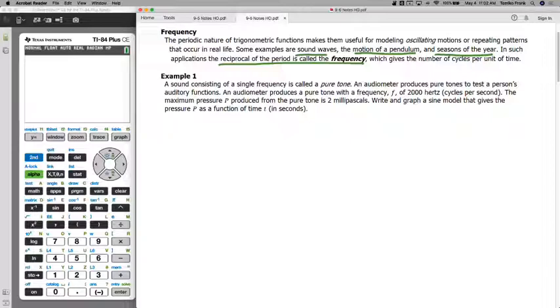So we don't want to confuse that frequency with the frequency that we see when we're writing the equations of sine and cosine. But that's going to be something that we're going to note and then use as we get through the last couple of examples.